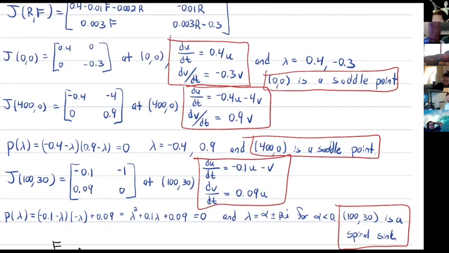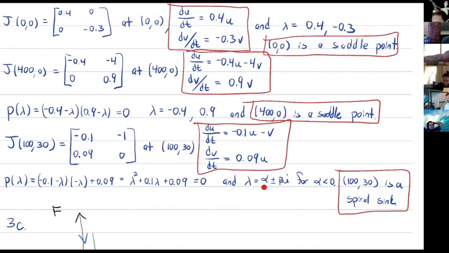And then there's this other equilibrium that's right in the middle of quadrant 1 at 130. And when you linearize that one, the eigenvalues are really not nice, but they're complex. And what you should be able to identify is that they're complex and the real part is negative. So when you have complex roots with a negative real part, that's when you have a spiral sink.